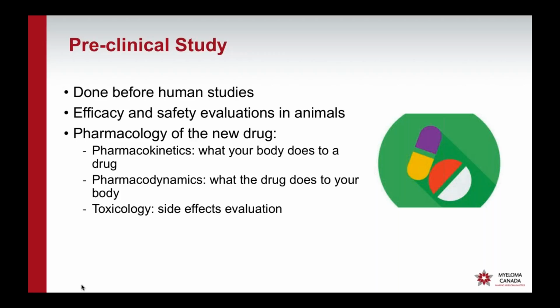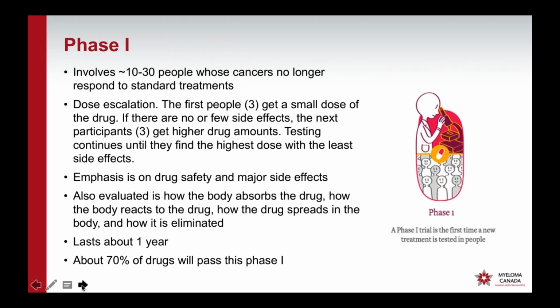Then there's the pharmacodynamics, and that's what the drug does to your body. If you're taking a cancer drug, it would be how the drug shrinks your tumor, reduces your cancer load, etc. And then there's toxicology, which is also very important. You have to determine very early on what the potential side effects could be, because if the side effects in the animal model are quite grave and significant, then the drug will likely not move to the phase 1 clinical trial phase.